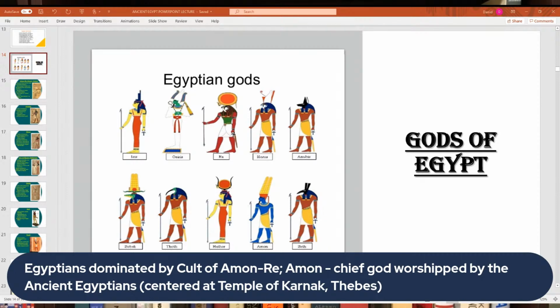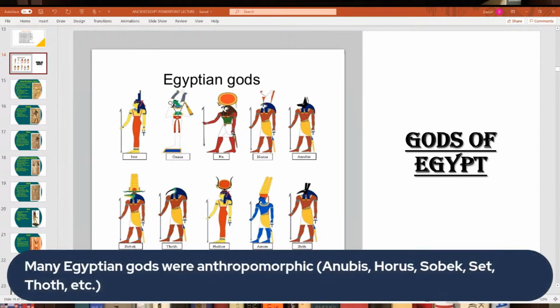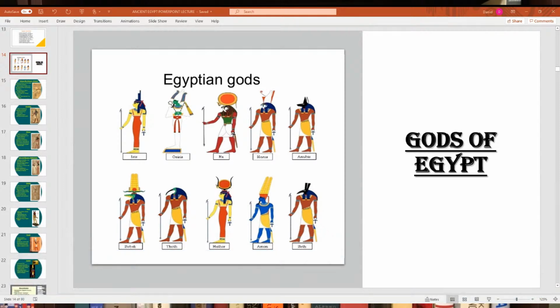And a lot of other gods are anthropomorphic. That's something we'll see as well. They've got this deal where they're part animal, part man. Like those right there, I think Anubis, Horus, Sobek, Set, and Thoth are known for being part animal, part god.